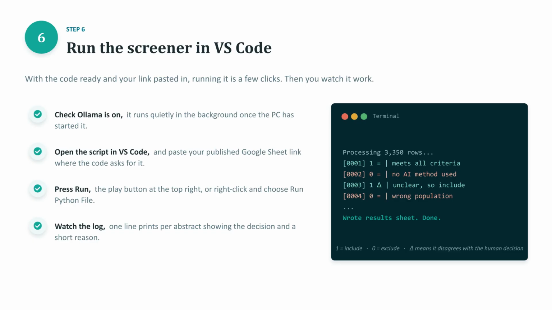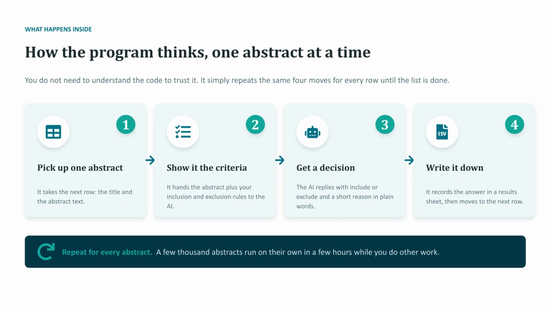You will see a log like the one on the right, printing one line per abstract. A 1 means include, a 0 means exclude, and the little triangle means it disagreed with the human decision. Then you let it run, and go do something else. You do not need to understand the code to trust it, but here is what it is doing, so it is not a black box.